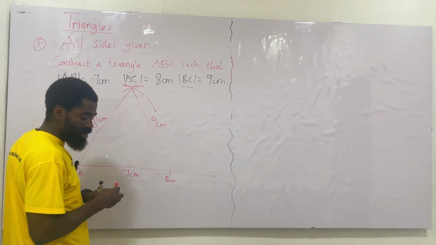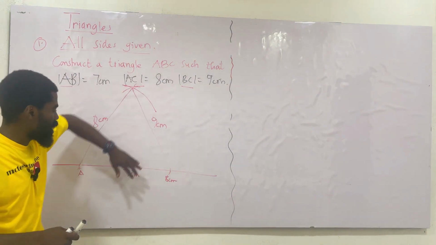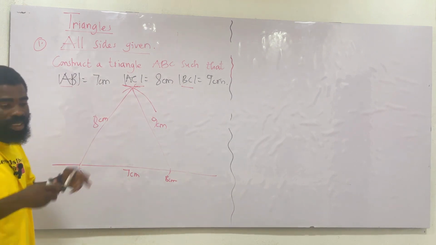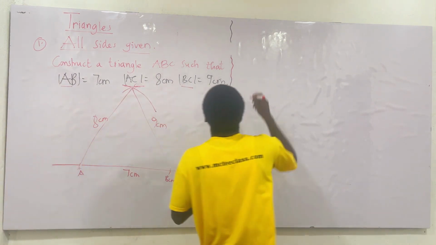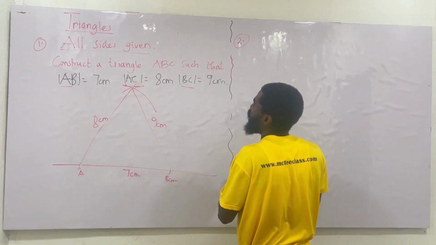So we have drawn a triangle with 3 sides given. We're giving 7, 8, and 9. And we have drawn it nicely for them. So this is how to draw the triangle. And the next one, which is the second one, we have 2 sides and an angle.